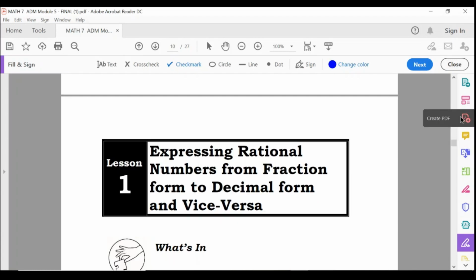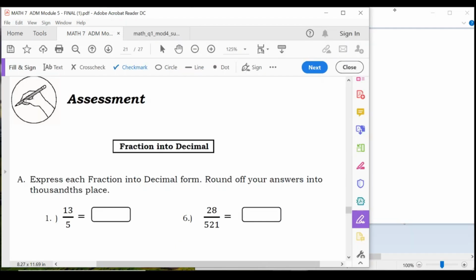Sa video po natin ito ay meron lang tayong isang lesson, expressing rational numbers from fraction form to decimal and decimal to fraction form. Okay class, diretso po tayo sa assessment ng module na to. We will have first the fraction into decimal. So madali lang po ang sikreto natin dito class. When we convert fraction into decimal, just simply do the long division.